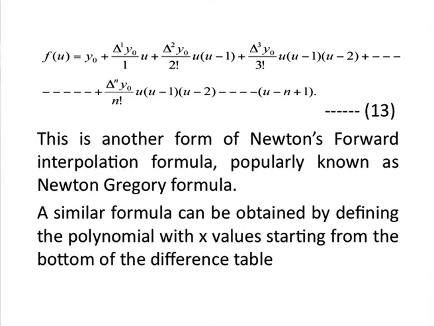In defining equation 11, we have started from the top of the difference table, and all the differences are relative to y0. You can see in equation 13, we are having the differences delta 1 y0, delta 2 y0, delta 3 y0, and so on. But we can construct a difference table which starts from the bottom, and there the differences will be delta 1 yn, delta 2 yn, and so on. These differences are called backward differences because they start from the bottom of the table.